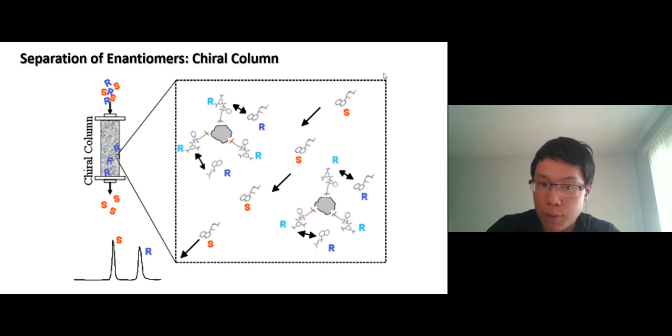You can't use just regular column chromatography. You can't use distillation. They have the same boiling point if they were liquid. If some of them are solid, you can't filter it. I mean, it's just a problem.